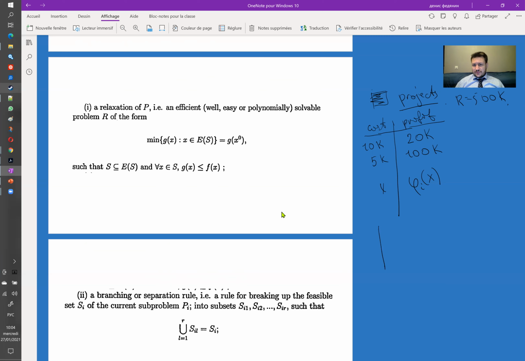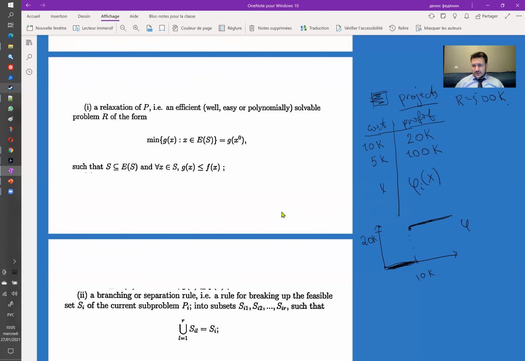And for example, for 10K, if we invest less than 10K, we have nothing, the project cannot be conducted. And when we have it, we have a profit of 20K here. But it's not the only way of defining such phi.